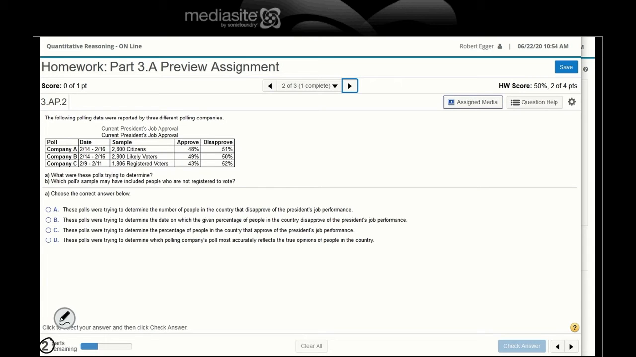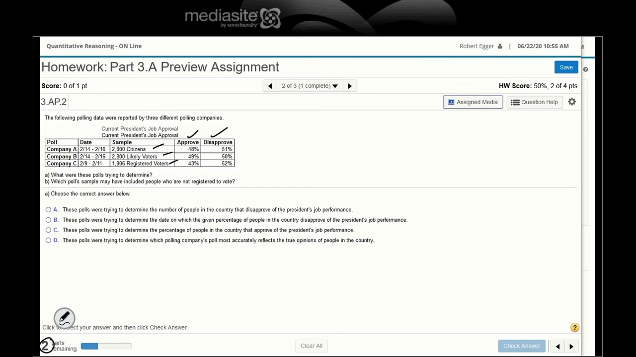Again, we have a poll of the current president's job approval. We have 3 companies doing the polling over the same time period, though one's over a little earlier time period. Looking at citizens, likely voters, registered voters, and here are the results. So question A, what were these polls trying to determine?